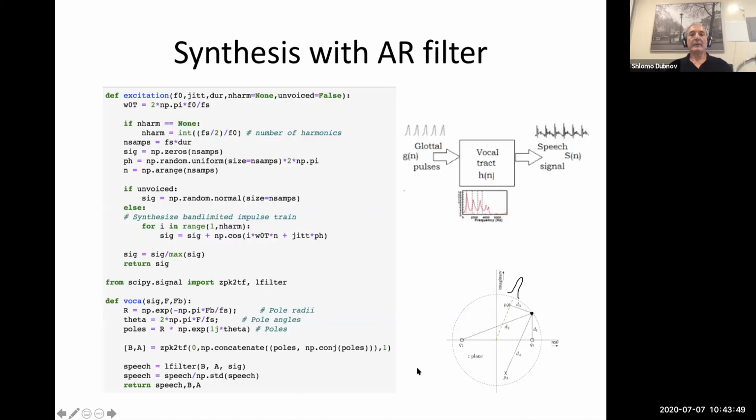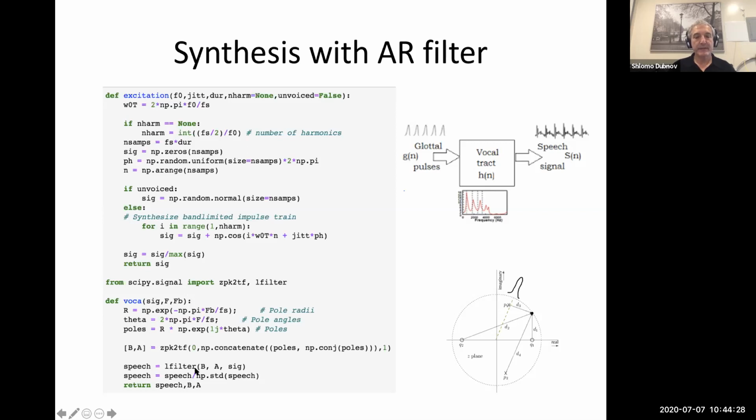When we do the synthesis with such a filter, you're provided in the homework with two functions. One is the excitation, which is a way to generate a set of pulses, and we use a sum of cosines just to create a harmonic structure with multiples of some basic frequency. You enter your pitch, and it will create all the partials and harmonics, and then we filter this with this filter.